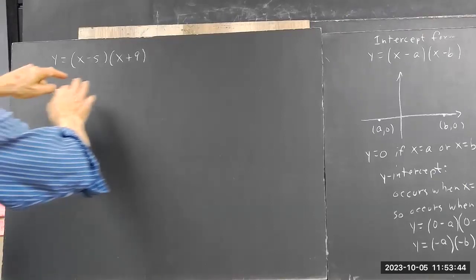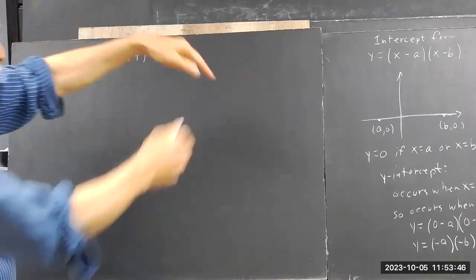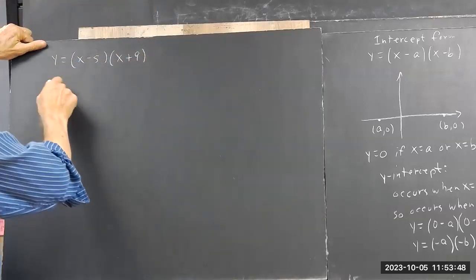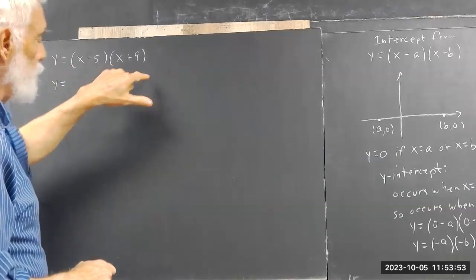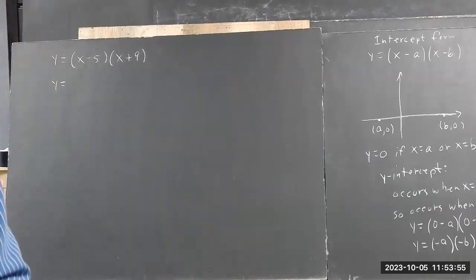Okay, so we want to multiply. This is in the form x minus a times x minus b. How do we multiply x minus 5 times x plus 9? See if you can do that. Maybe just a minute or so.